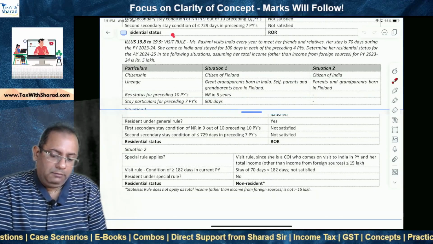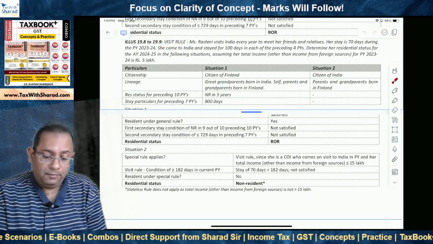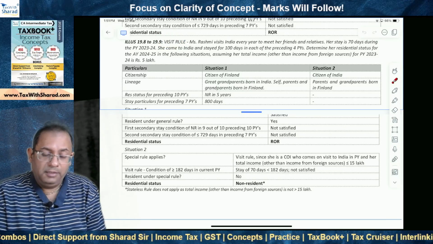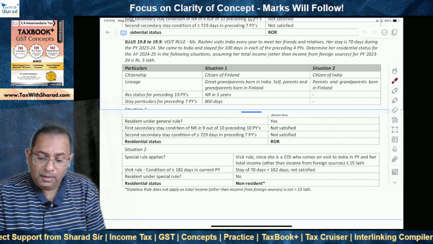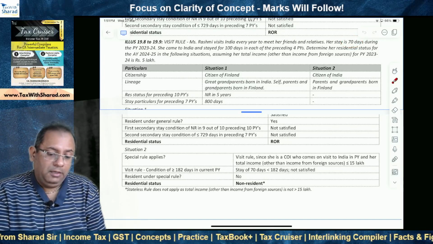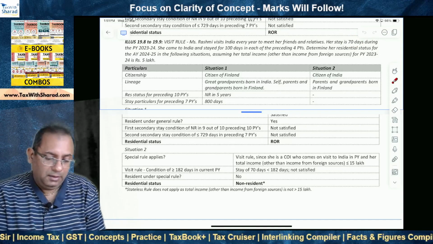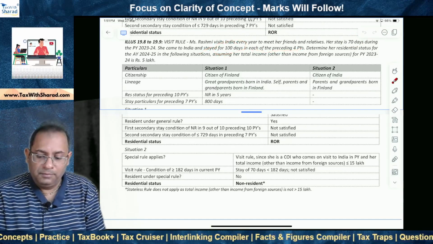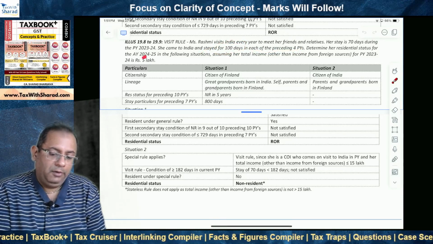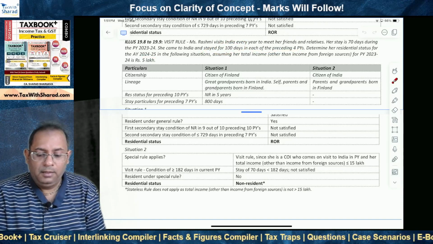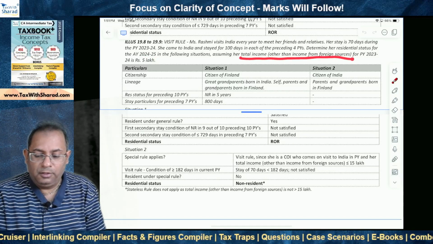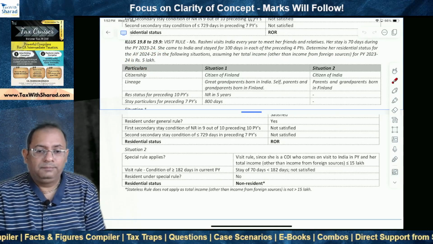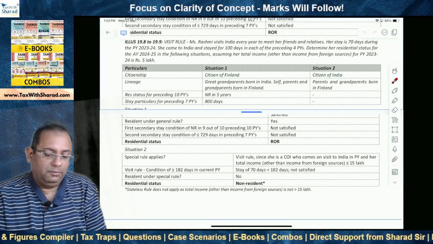In the next illustration, we will see how to apply the visit rule. Miss Rashmi visits India every year to meet her friends and relatives. Her stay is 70 days during the previous year 23-24. That means the current previous year. She came to India and stayed for 100 days in each of the preceding 4 previous years. Determine her residential status for AY 24-25 in the following situations, assuming her total income other than income from foreign sources for previous year 23-24 is rupees 5 lakh. That means it is not more than 15 lakh.